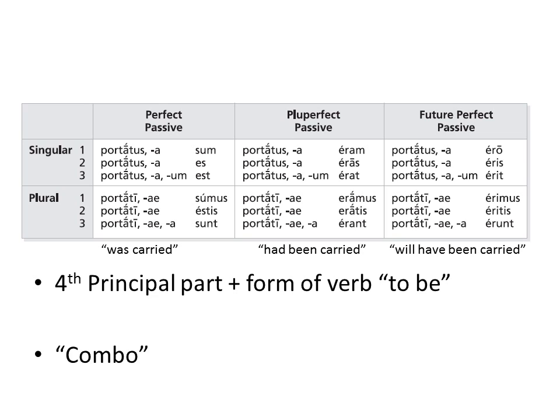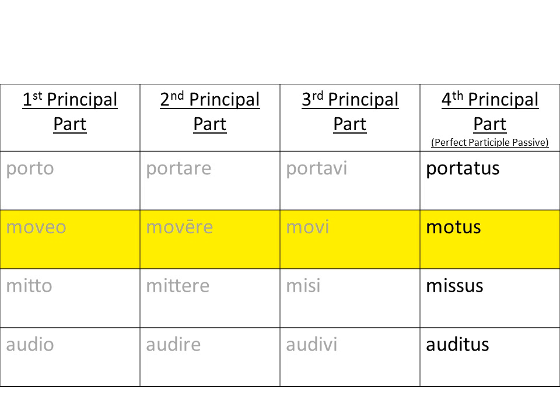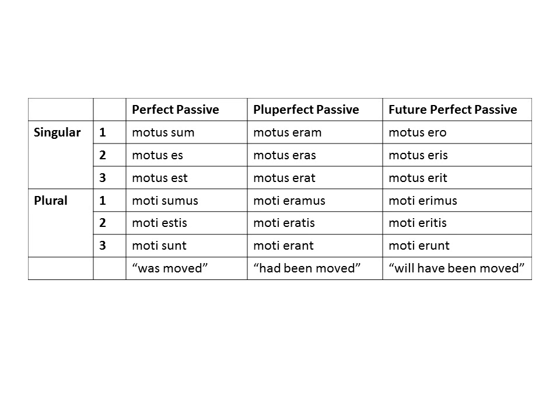Let's look at another conjugation to see how this works. Our second conjugation verb, moveo, movere, movi, motus, which means move. Our fourth principal part is motus, again ending in us. So that gives us these forms: motus sum, motus es, motus est, moti sumus, moti estis, moti sunt, for that perfect passive. And this would be translated was or were moved. I was moved. You were moved. He was moved. We were moved. Y'all were moved. They were moved.